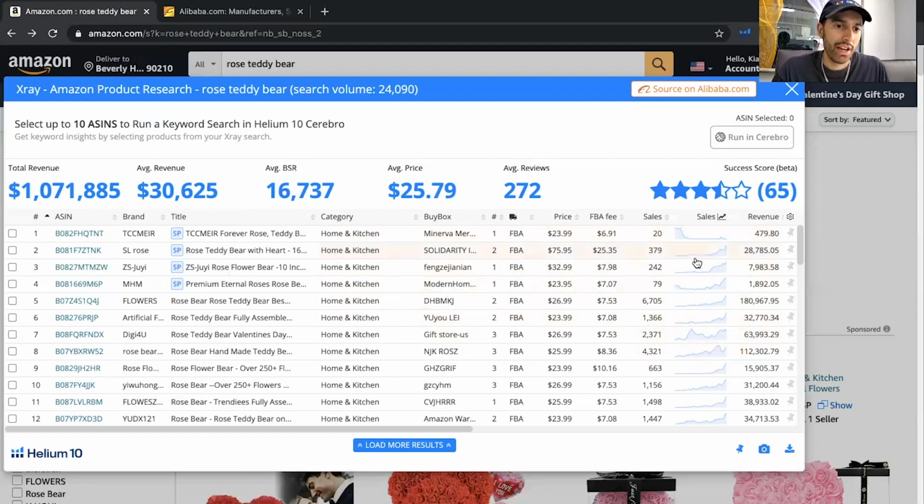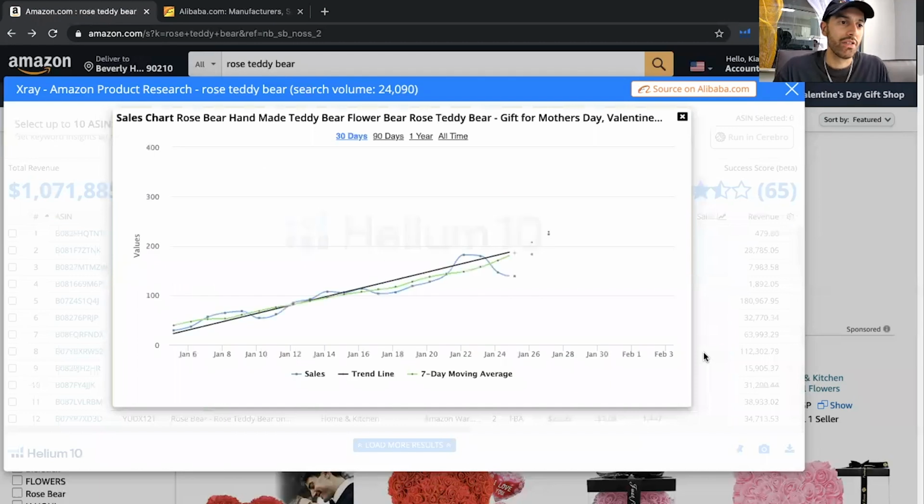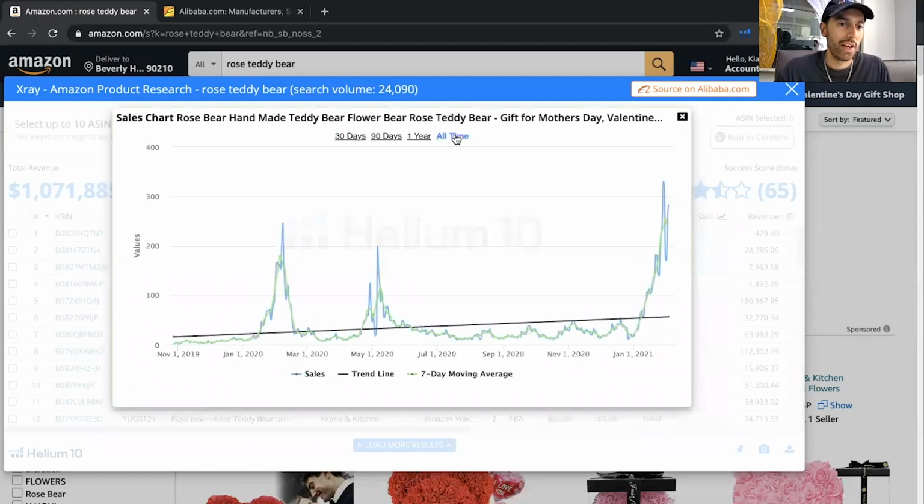And then if you want to get a further idea, you can see the revenue for the category here. This particular person is doing $112,000 per month in sales. You can click here to see their sales trajectory. Now this is the last 30 days, so you can go 90 days, 1 year, and all time. So I like to look at all time.